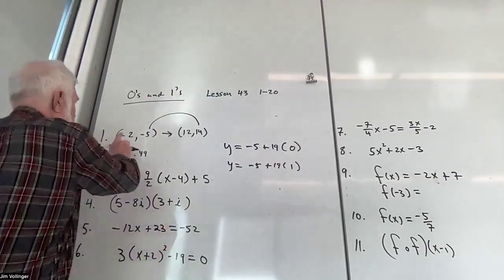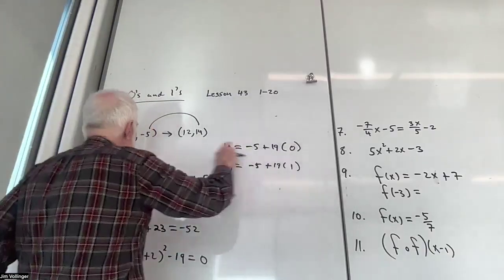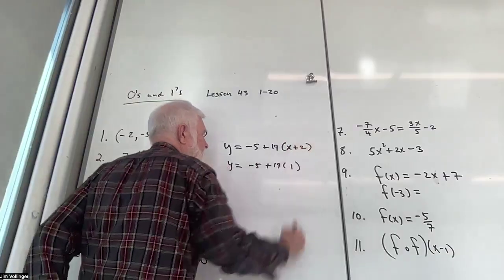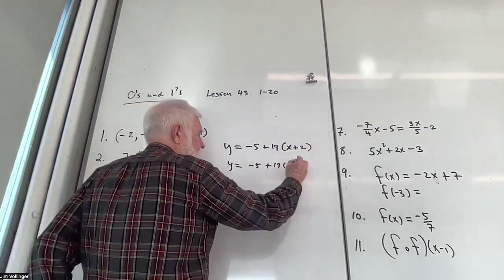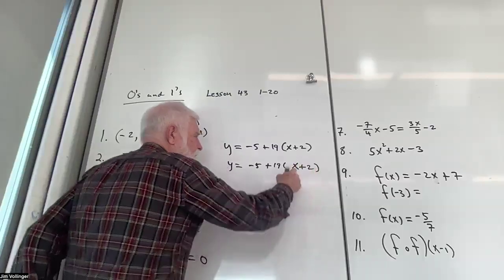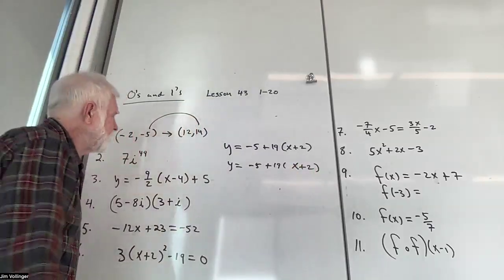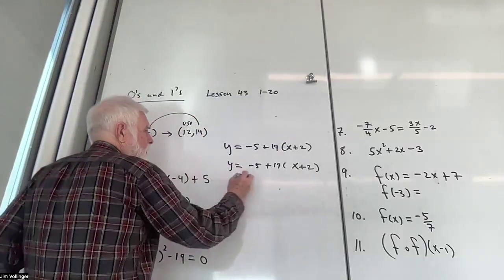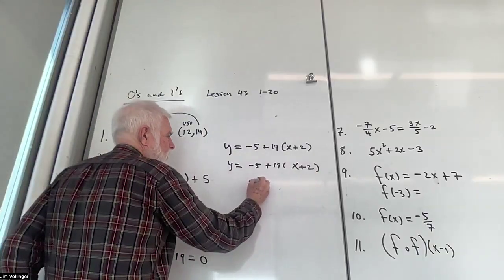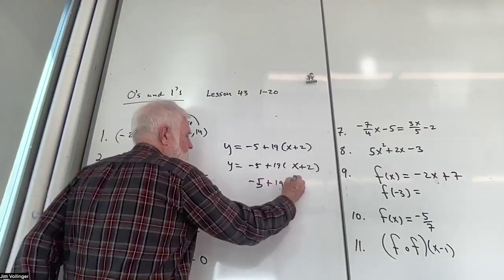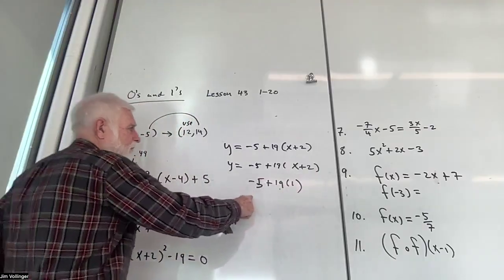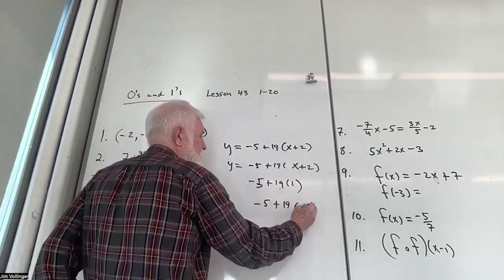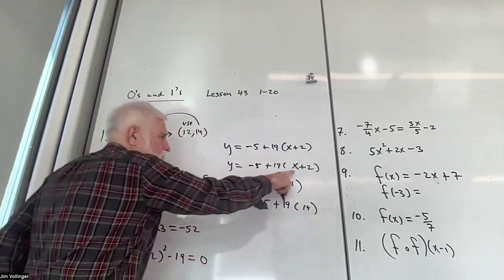Okay, so how do I turn -2 into 0? Well, I think I have to add 2. All right, so now that's part of the canvas. And what do we do with x values? We plug them into calculation. So I have one that I can use. And so I want this to become -5 plus 19 times 1. But when I plug in 12, I get -5 plus 19 times 14 when I plug in 12.